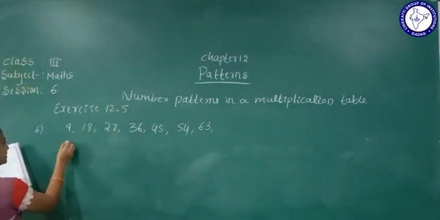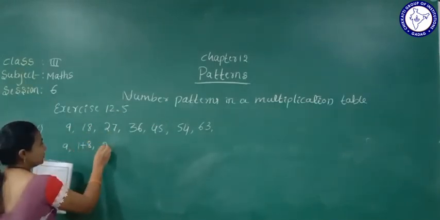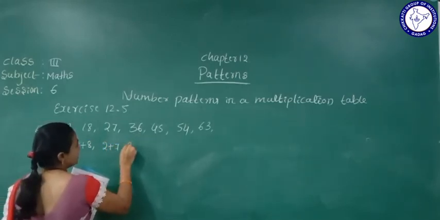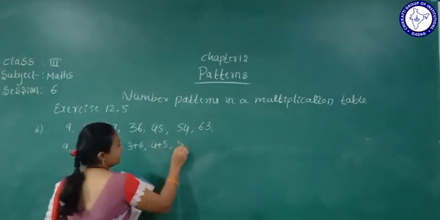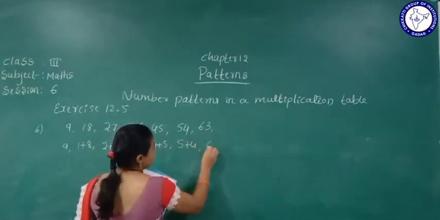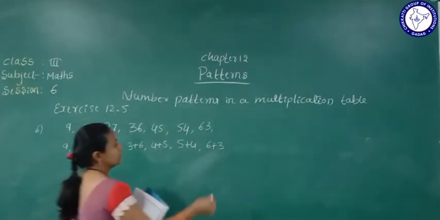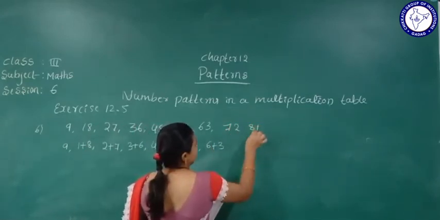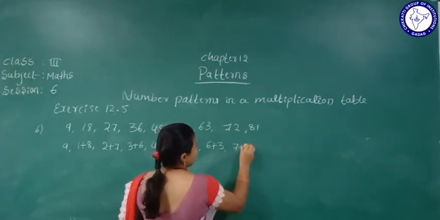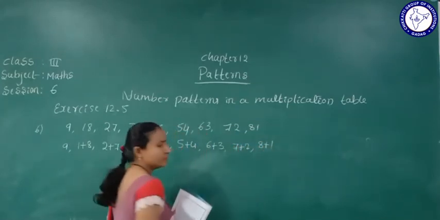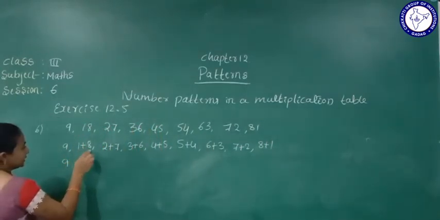Okay, here see, first 9, 18. Is there? No, here 1 plus 8. I'll write 27, 2 plus 7, 3 plus 6, 4 plus 5, 5 plus 4, 6 plus 3. Okay, remaining two I'll write here in the table. Then 7 plus 2, 8 plus 1. How will we write? Okay. Next 9, 8 plus 1, 9.